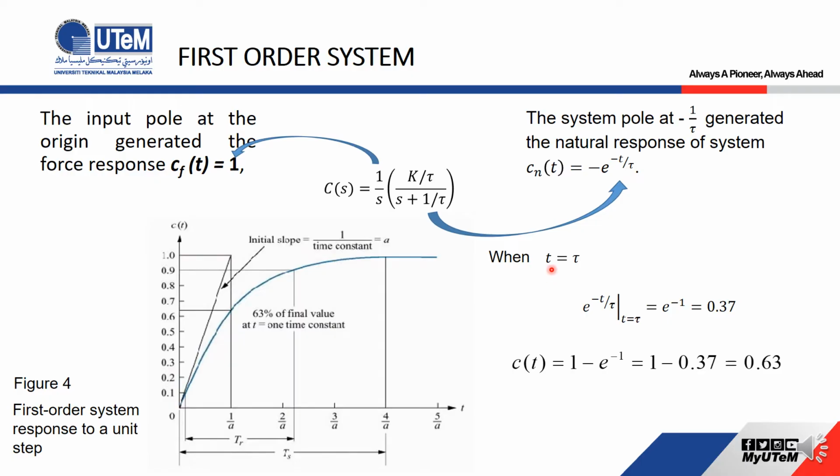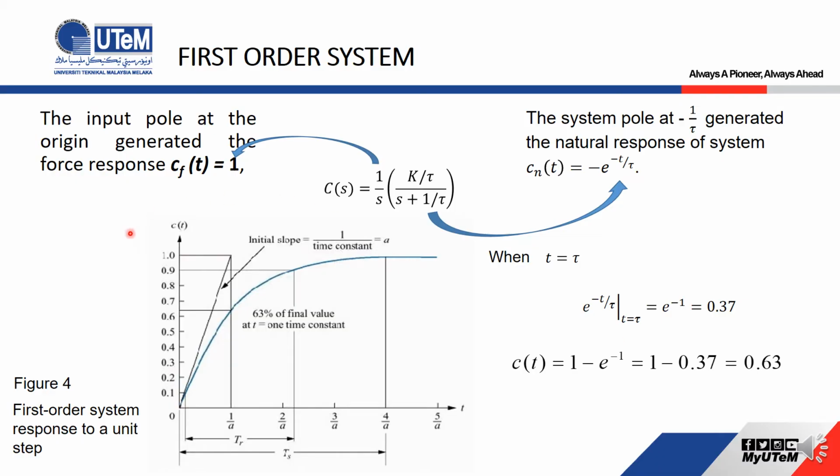So when t is equal to tau, when we substitute this into this equation, this one becomes exponential power of negative 1 equal to 0.37. So the output response of the system becomes 1 minus 0.37, which is equal to 0.63. This 0.63 means 63% of the final value. That means the time constant of the system can be defined as the time required for the signal to attain 63% of the final value or steady state value.